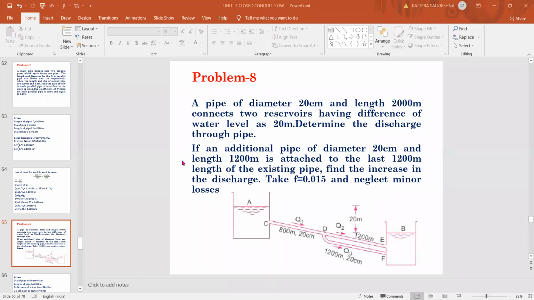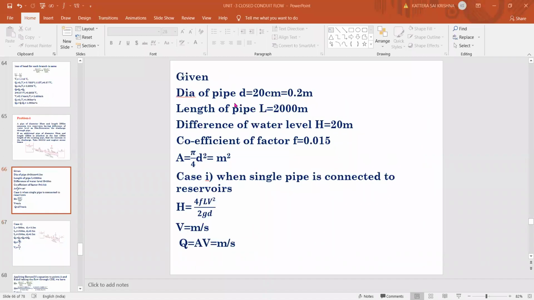Okay. So first we have to take case 1. This one, without any branched pipe, we need to find the discharge. What is the discharge in the pipe? We need to find first. So first write the given data. He has given the diameter of the pipe D equal to 20 centimeter, so that is 0.2 meter.